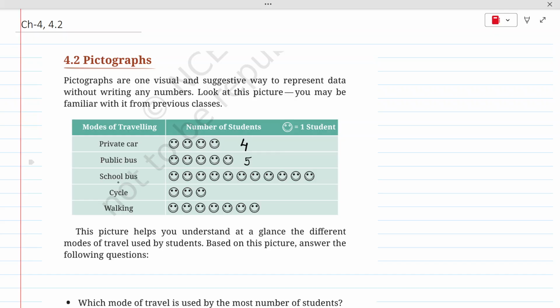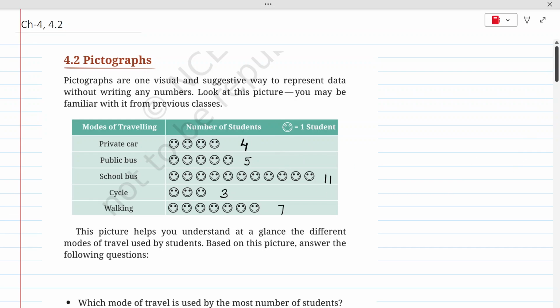Then the number of students who have opted for the school bus are 1, 2, 3, 4, 5, 6, 7, 8, 9, 10 and 11. So, there are 11 students who have opted for the school bus. Similarly, there are 3 students who are coming to school on cycle, and for walking we have 1, 2, 3, 4, 5, 6 and 7. So that means we have 7 students who are coming to school by walk. Okay, so these are the modes of traveling, and we have found out the number of students here on the basis of smileys given to us.